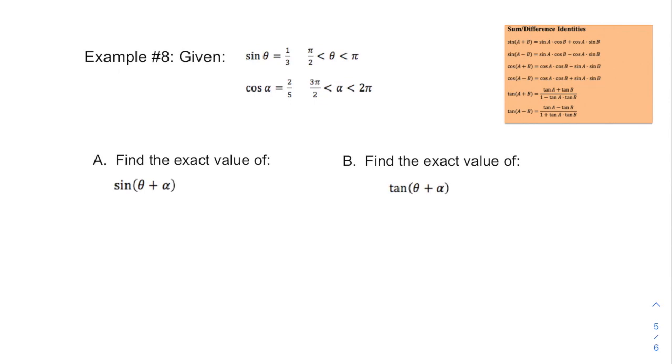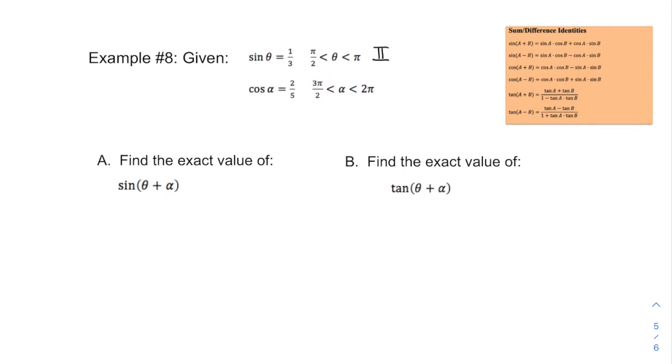This last example is a little bit different. It says sine of theta is 1/3 and theta is in between pi over 2 and pi. So that means theta is in quadrant 2. Cosine alpha, that little A kind of looks like a fish, that's alpha, is 2/5. And alpha is in between 3 pi over 2 and 2 pi. So that means alpha is in the 4th quadrant. So we want to find the exact value of sine theta plus alpha.